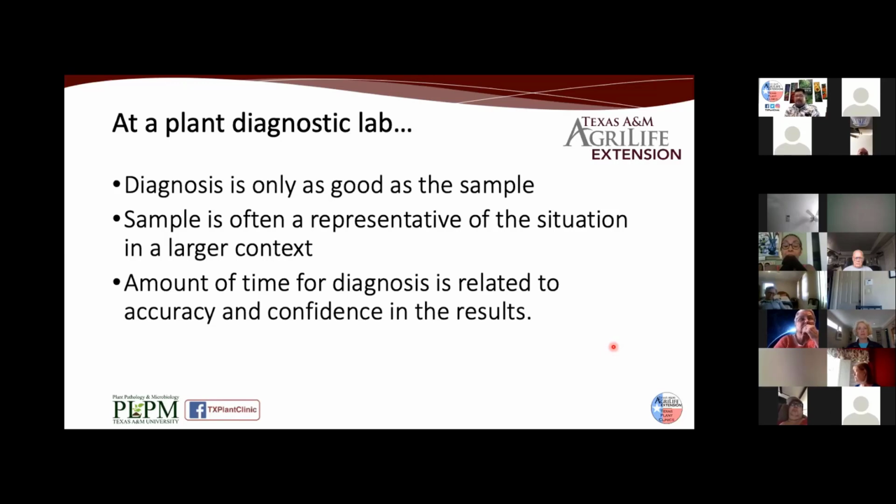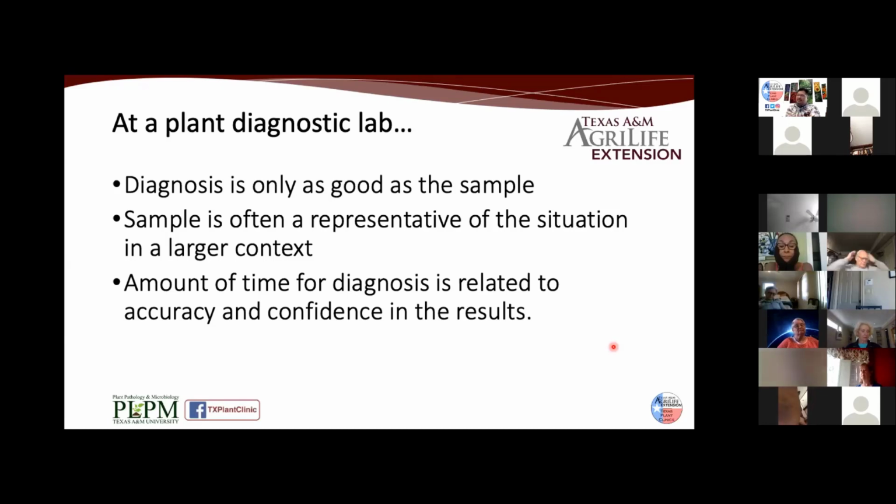The amount of time that it takes to do a good diagnosis relates to the accuracy and confidence of the results. If it's something that is unique, something that is not known, oftentimes it may take us a month or a month and a half to get an answer. Unfortunately, we don't have tools right now where we are able to turn around with an answer in 30 minutes or an hour or a day. It does take time for some of the diagnosis.